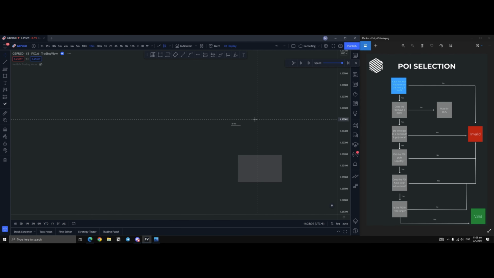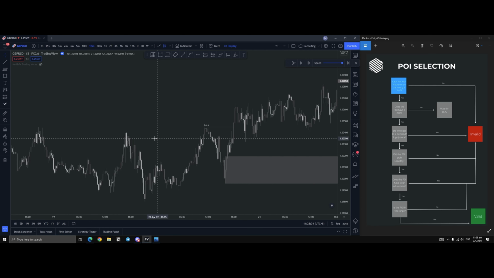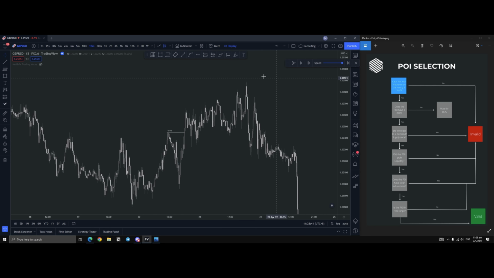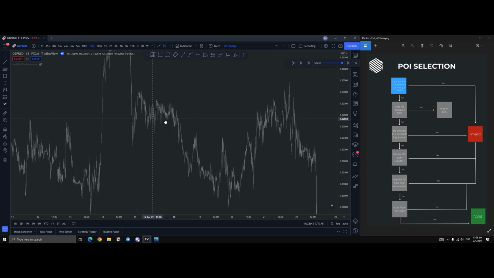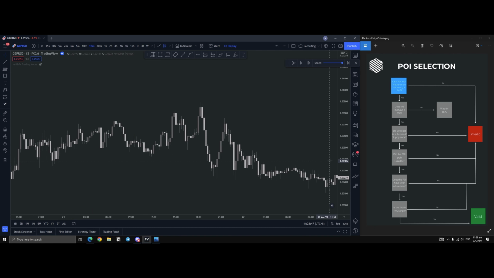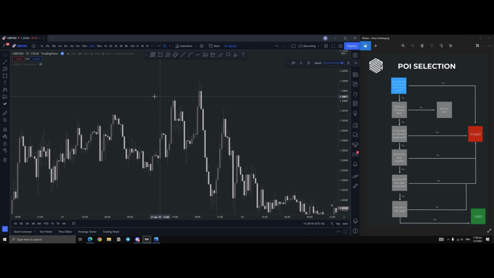Drop to the 15. No, not really reacting to anything. So we don't really have a reaction here, so I wouldn't really be marking this. Right, so let's look at another one now. Is this a demand? Nope. This demand reacted, followed through, broke it. So we actually don't have a reaction, but we do have a demand that we broke.